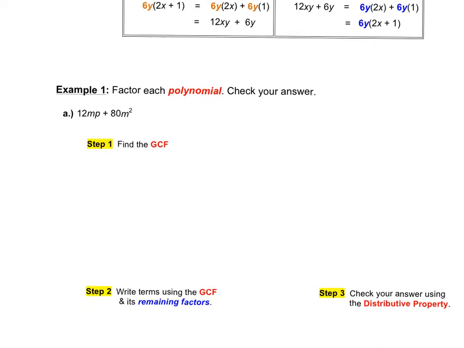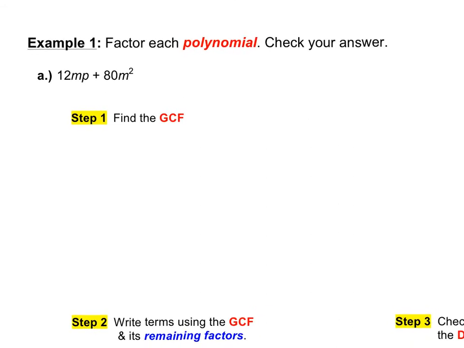So let's see what this looks like. So for 12mp and 80m squared, you might not know the GCF right away. So the way that you can find the GCF if you don't know it off the top of your head is you do a factor tree of 12mp. When I do a factor tree, I end up with 2 times 2 times 3 times m times p. Then I take care of the 80m squared, and I do a factor tree of that. 8 and 10. Well, 8 is 2 times 2 times 2, and 10 is 2 times 5, and m squared is m times m. And I was looking to see what's in common for both of these, the GCF.